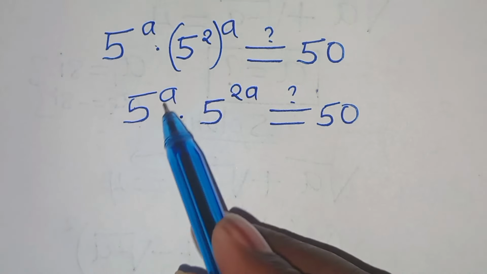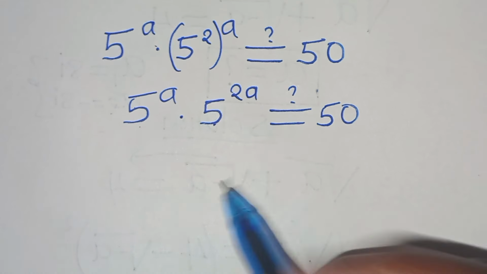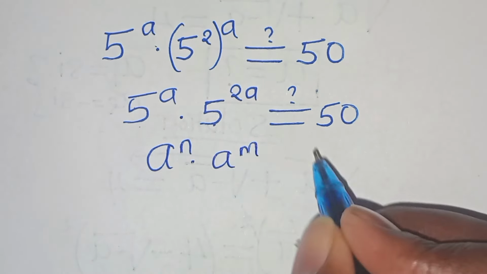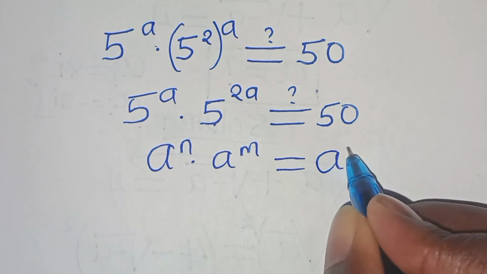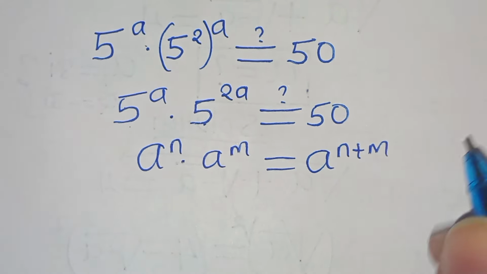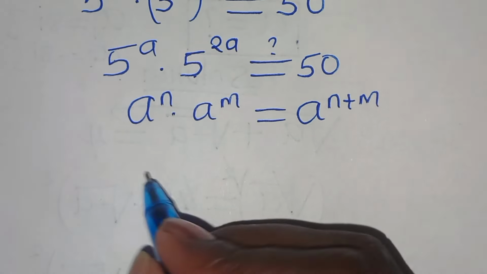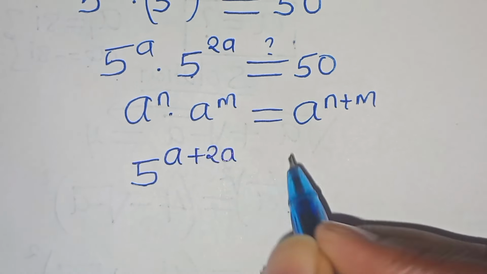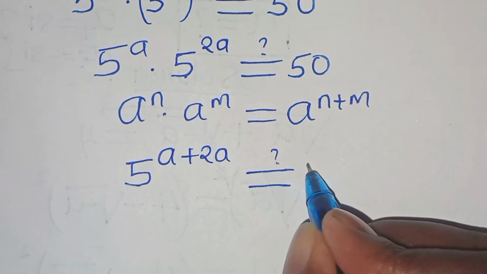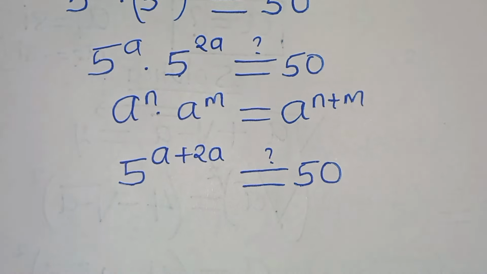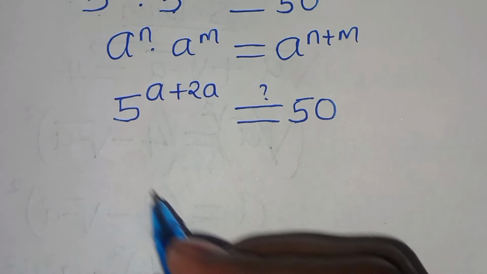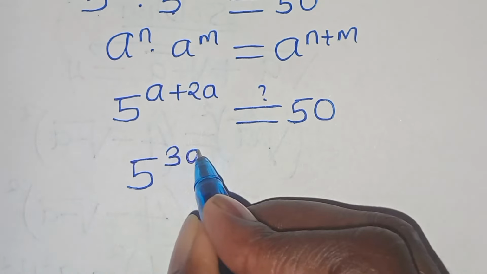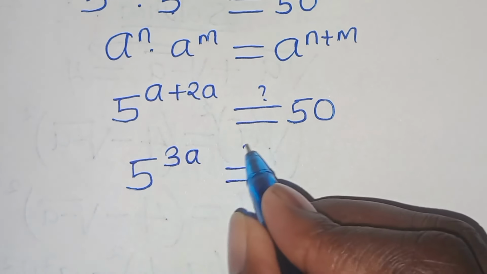Now, 5 to the power of a times 5 to the power of 2a is in the form of a to the power of n times a to the power of m, which we can express as a to the power of n plus m. So now, this is 5 to the power of a plus 2a, which is 5 to the power of 3a. This should give us a value of 50.